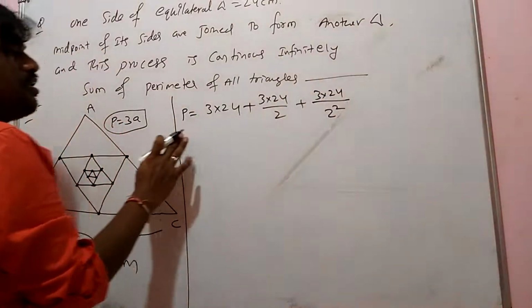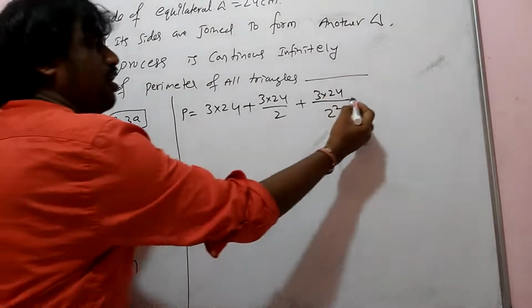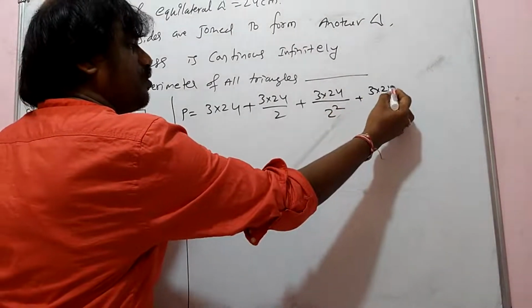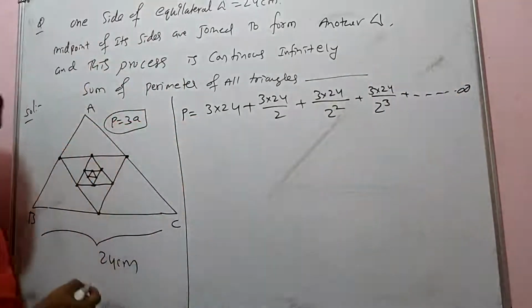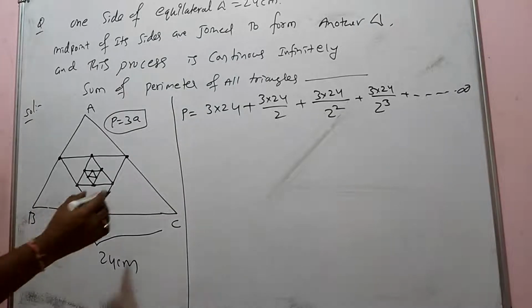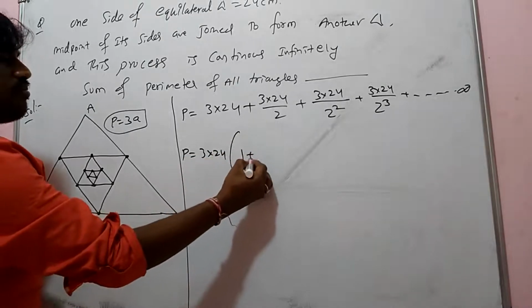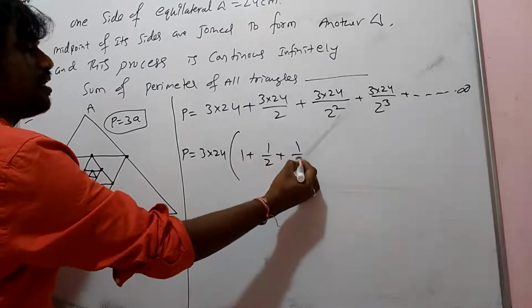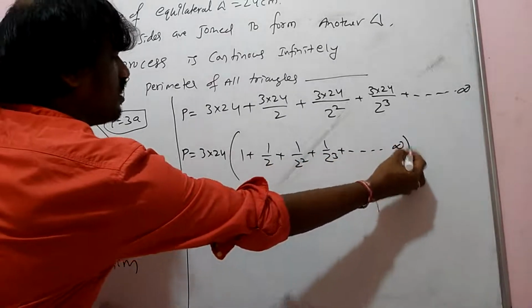Here the power is increasing. That is going on like here, 3 times 24. The next one will be 2 cubed, and so it is going on to infinity. So this forms an infinite GP here. So here we can write P is equal to 3 times 24, I take common, 1 plus 1 by 2 plus 1 by 2 square plus 1 by 2 cube plus, and so on to infinity.